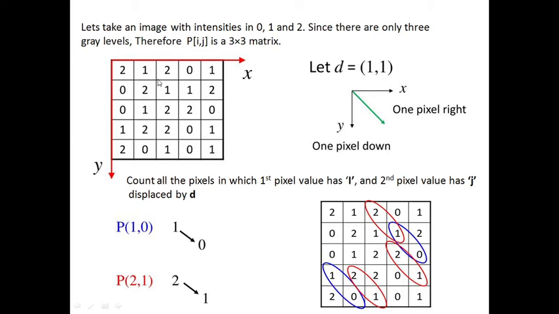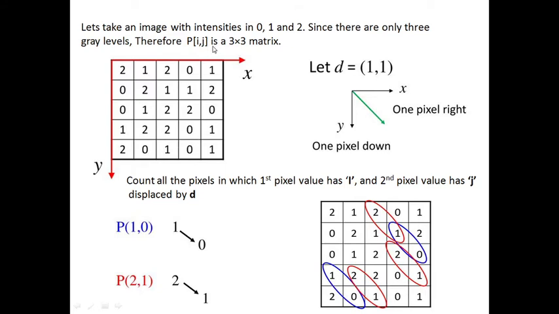Now this is the input image. The input image has 3 different intensities, 0, 1 and 2. So with 3 gray levels I can construct a 3 cross 3 GLCM, that is a gray level co-occurrence matrix. Since there are only 3 gray levels, the GLCM is denoted with P as the representation. So this P indicates the GLCM, a 3 cross 3 matrix. I and J are the pixel pair.